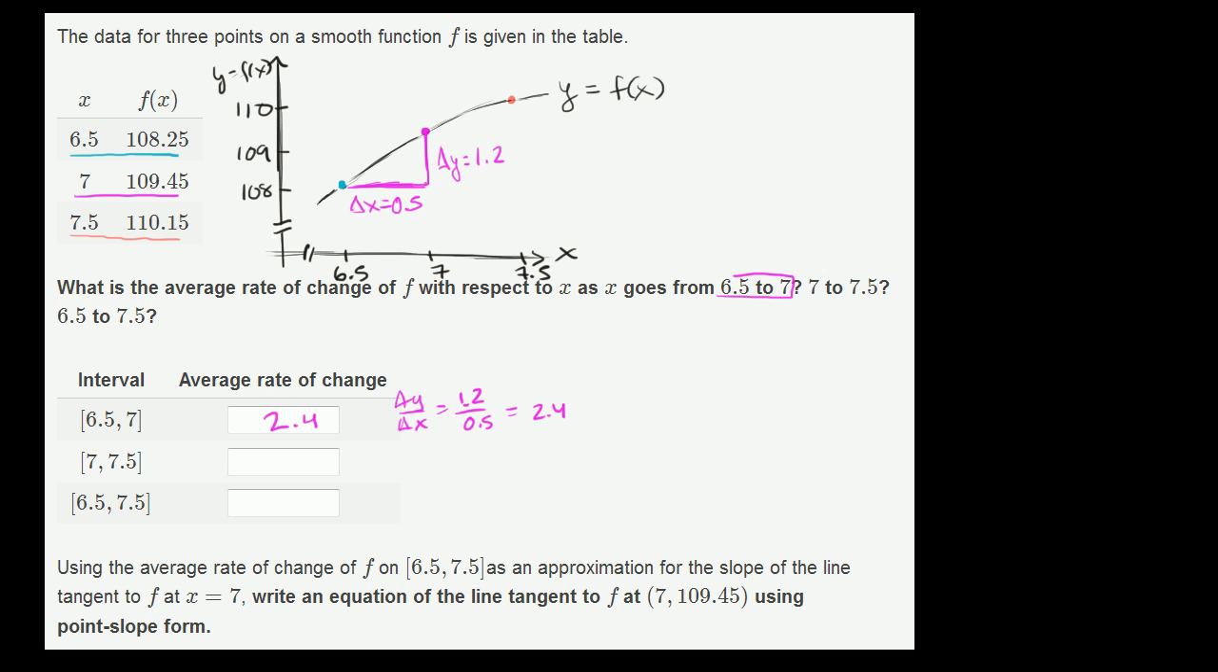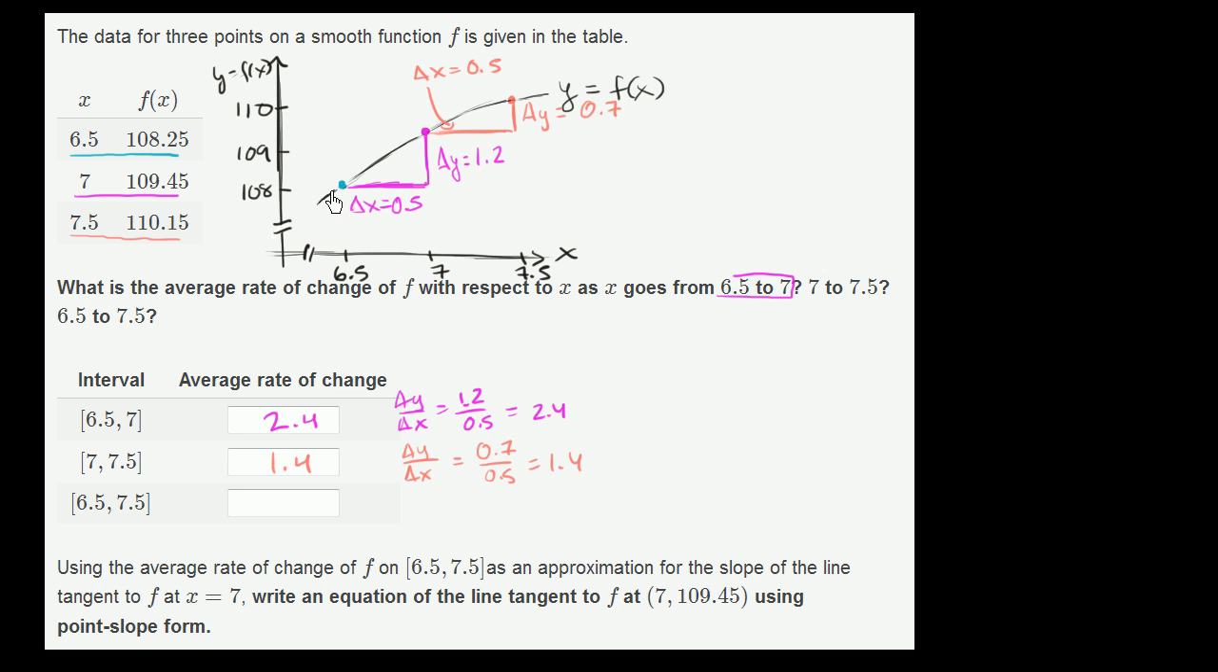Now let's do the next interval. Our change in x, once again, is 0.5. That's hard to read. Let me write that a little bit neater. So our change in x is still 0.5, 7 to 7.5. And our change in y, let's see, we end up at 110.15. We started at 109.45. So our change is 0.7. So our change in y over change in x is equal to 0.7 over 0.5, which is equal to 1.4. And so you can see that this is essentially the slope of the secant line between these 2 points.